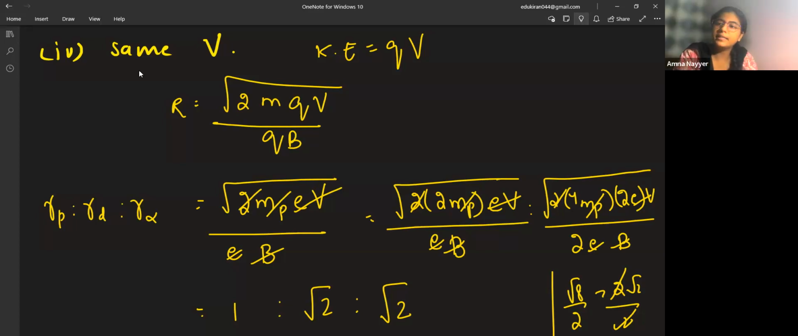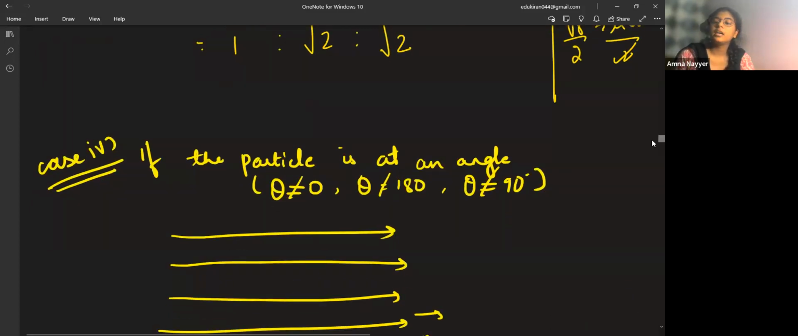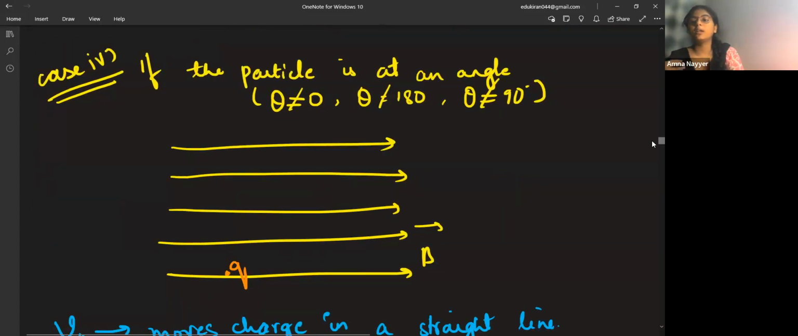See, this completes your 3 cases. Now, one last case is left. We have studied 3 angles, right? First was 0 degree, second was 180 degree, third is 90 degree. Fourth one: if the angle is neither 0 nor 180 nor 90 degree, none of these, now how do you have to solve it?